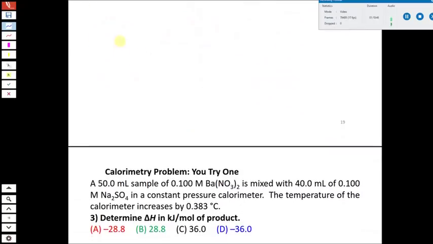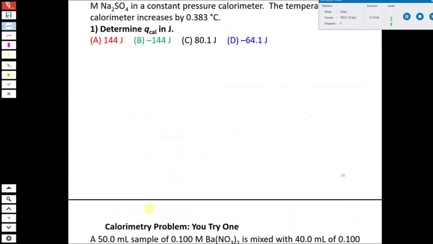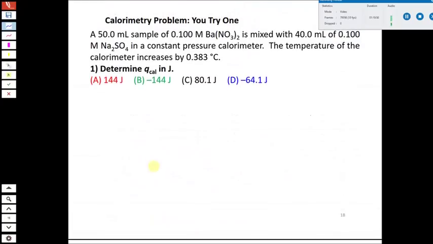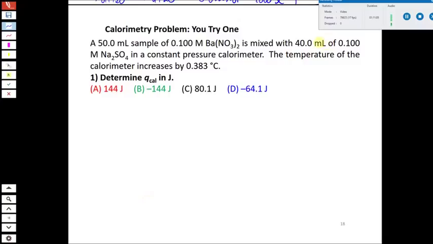All right, we'll try to go through this. I don't know if we'll get through the whole thing, but we'll get through most of this. All right, so now we're doing a precipitation reaction. So we have just another variation on the same theme. We have 50 milliliters of 0.1 molar barium nitrate. We combine that with 40 milliliters of 0.1 molar sodium sulfate. The temperature increases by 0.383 degrees Celsius. And so we're going to go through a step-by-step process to figure out delta H for this reaction, okay? So we'll just do it one step at a time here to close this out.